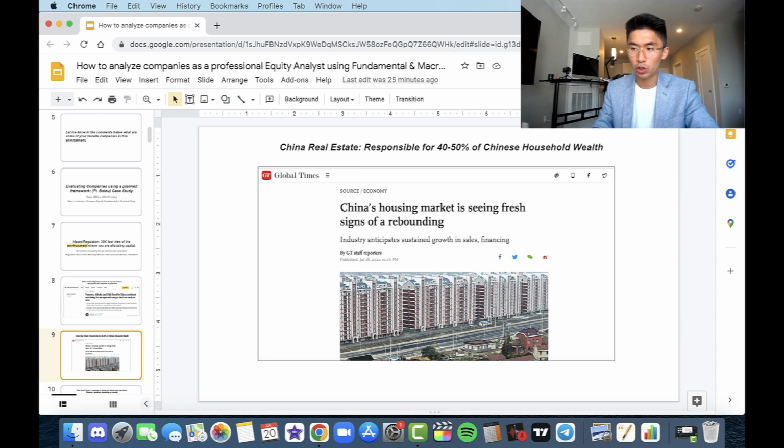So when consumers are feeling good about their homes and their home values, what's going to end up happening is they will spend more, they will consume more, and that will allow internet companies like Baidu to advertise more. So it's all linked and it's all related.